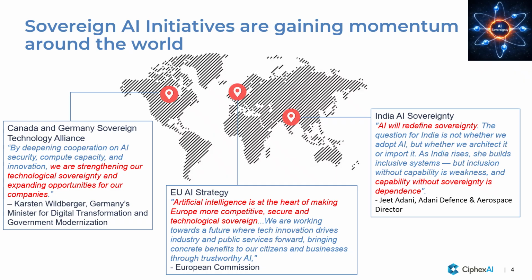And the person here from Adani Defense and Aerospace, now this organization is very important. It's India's largest defense and aerospace company and an integral part of their AI sovereignty strategy. The director there said AI will redefine sovereignty, and that capability without sovereignty is dependence. And that's something that a lot of countries express they don't want.